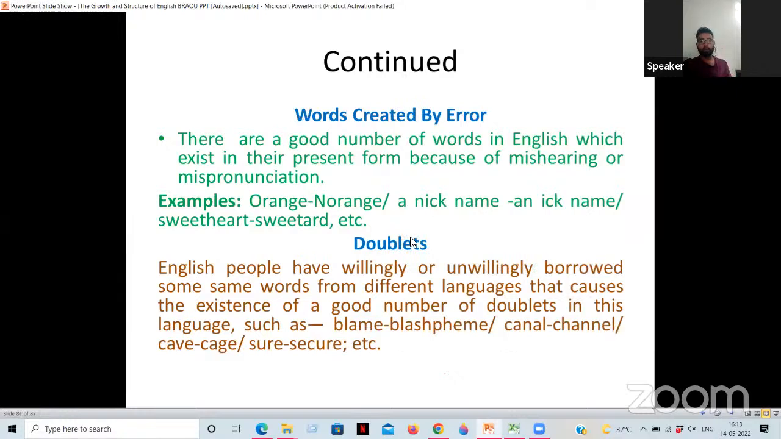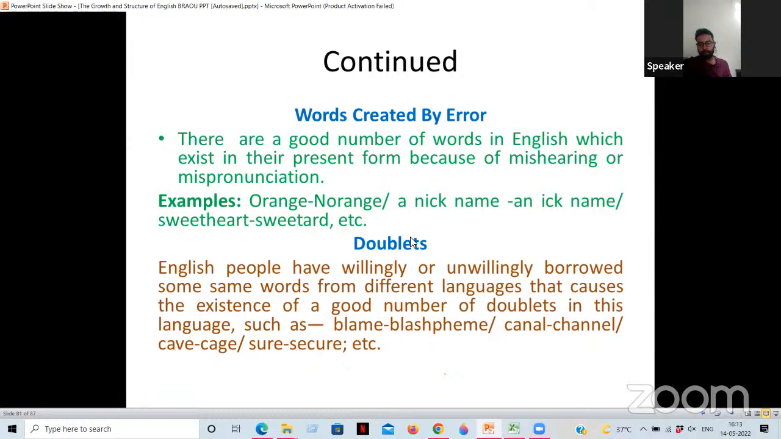Another one is words created by error, sometimes mishearing and mispronunciation. Mishearing and mispronunciation can also create new words. There is a famous term in English literature, that is malapropism.